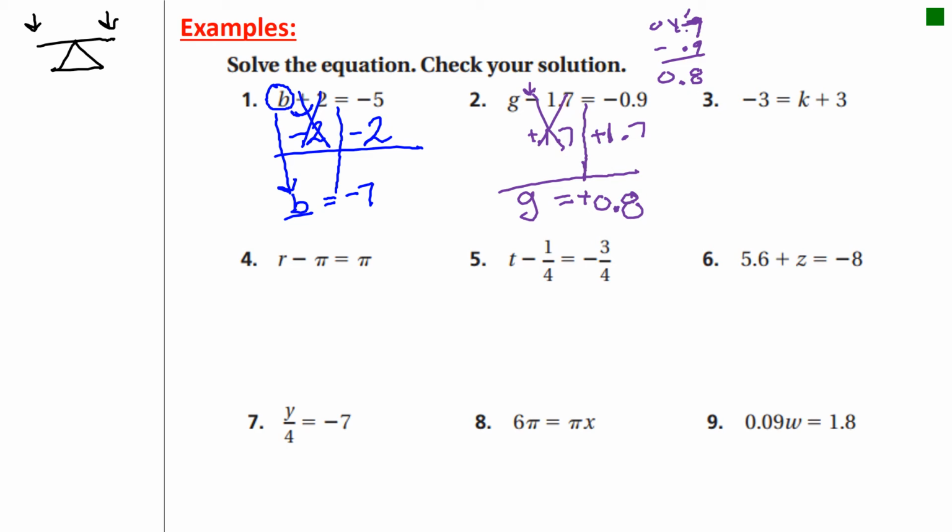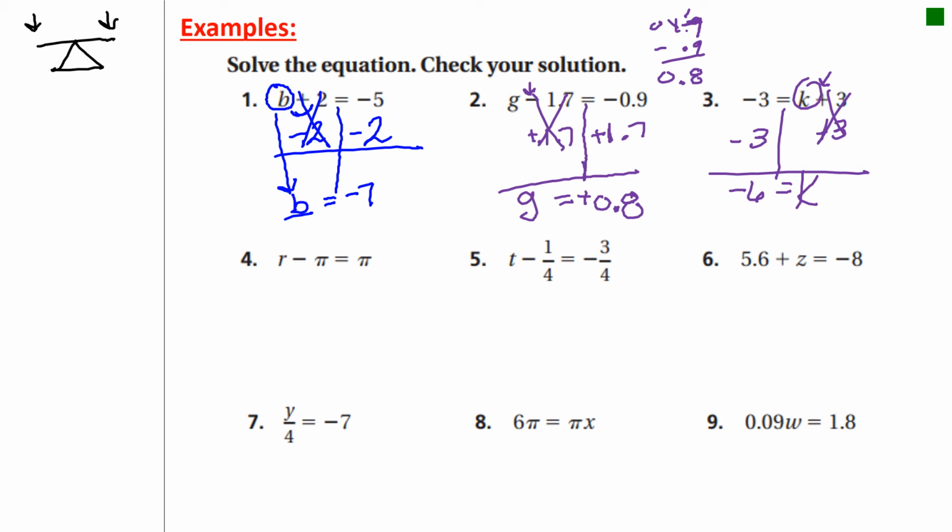Okay, we wanted to say k equals at the end. How do you undo addition? You undo addition with subtraction, so take away 3. Take away 3. Negative 3 minus 3 is negative 6. K equals negative 6. And then this plus 3 minus 3 is 0. So all we have left is k.